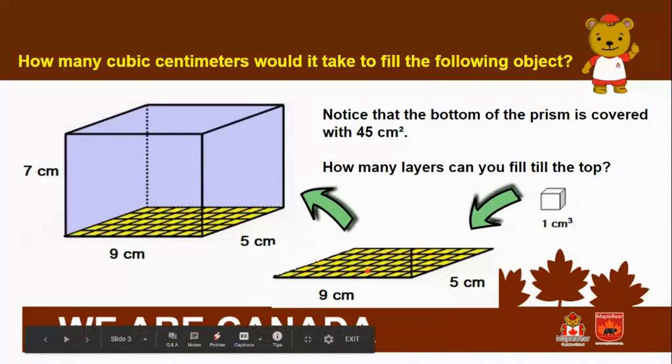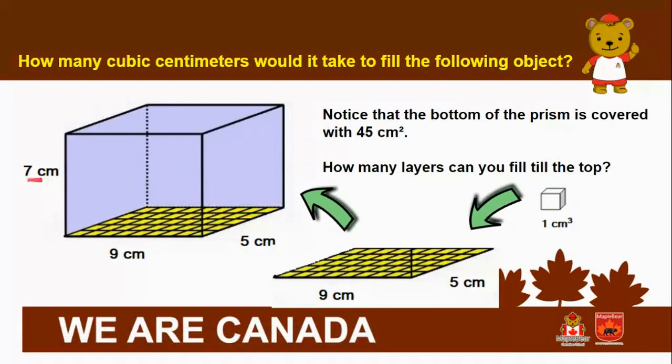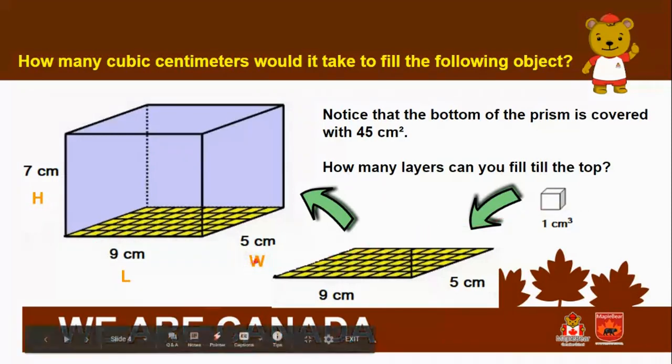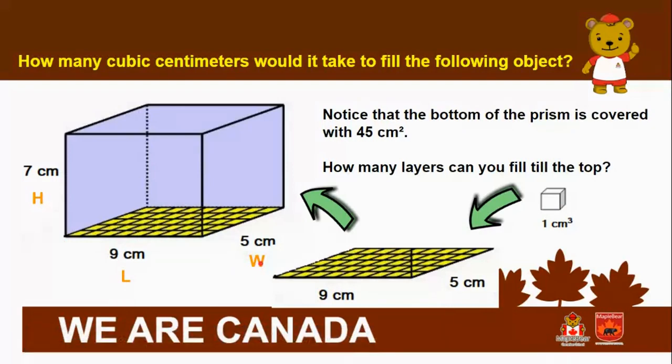Now, if just the floor is 45, how many layers will I need? If I am 7 centimeters tall, I have 1 layer, 2 layers, 3 layers, 4 layers, 5 layers, 6 layers, and 7 layers in total. What I want to know is how many of those cubes it will fill. I already have my variables, my height, my length, and my width, so I can apply my formula, because you already know how to fill that with small cubes.